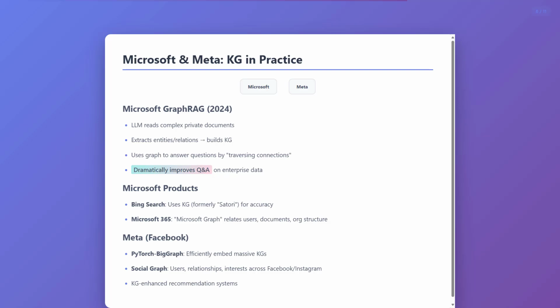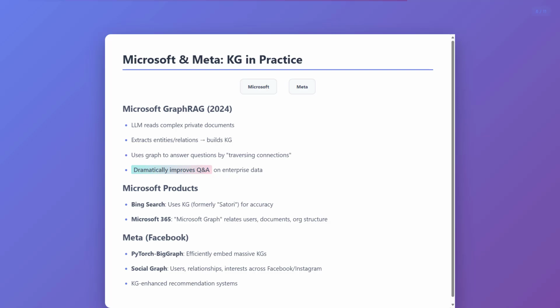Microsoft also uses knowledge graphs throughout their product suite. Bing Search uses their knowledge graph for more accurate results, and Microsoft 365 uses what they call the Microsoft Graph to model relationships between users, documents, and organizational structures.